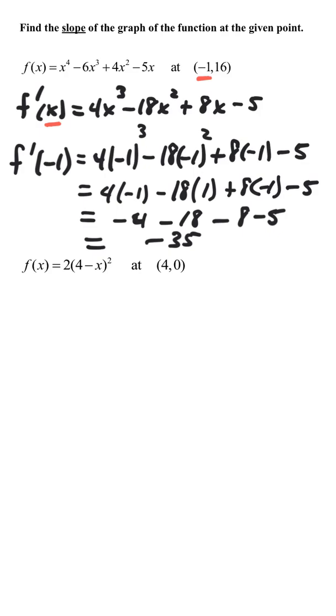A second example, we have 2 times 4 minus x quantity squared. If you were to generate a graph of this function, locate the point 4, 0, draw a line through that point that skims the graph, then that line would be your tangent line. We're just after the slope of that tangent line. And we're going to cover tangent lines on the next video. Let's do a little prep work on this one.